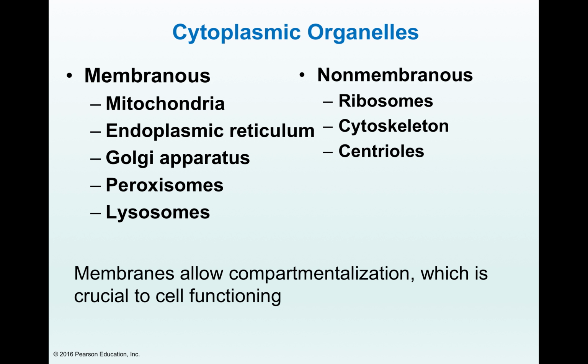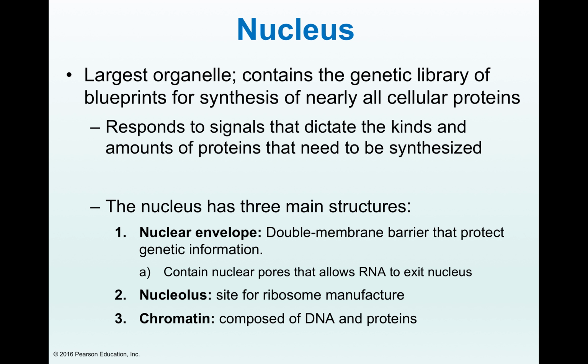Now, if a specific organelle within the cell carries a plasma membrane around its structure, we refer to it as membranous. And if that plasma membrane is absent, we refer to this as non-membranous. Presence of membrane allows for compartmentalization of the structures within the cells. And again, any of these organelles will carry a specific function within your cells.